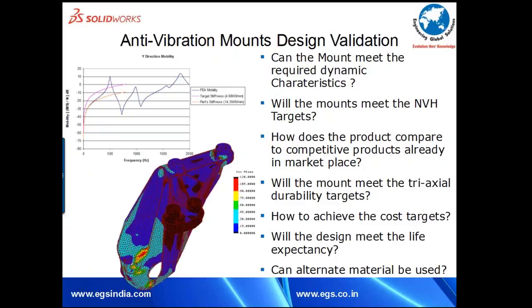So there are two different ways in which we can look at life. One is called high cycle fatigue. The other one is called low cycle fatigue. A lot of times, 9 out of 10 times, we look at high cycle fatigue. Anything above 3 to 5,000 cycles of load testing can be classified as high cycle fatigue. Anything between 3,000 and 5,000 or less will be classified as low cycle fatigue.